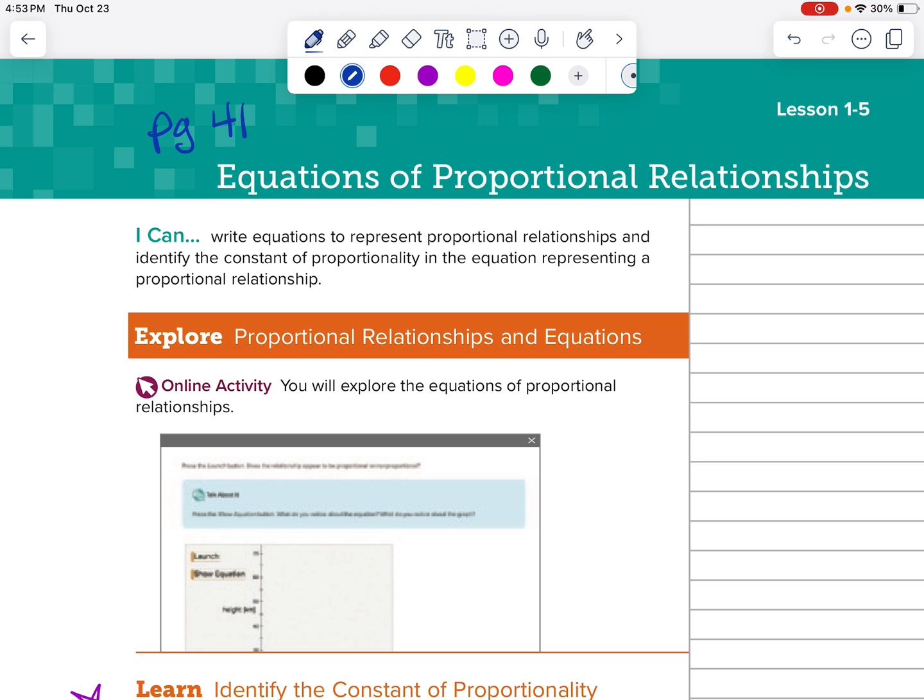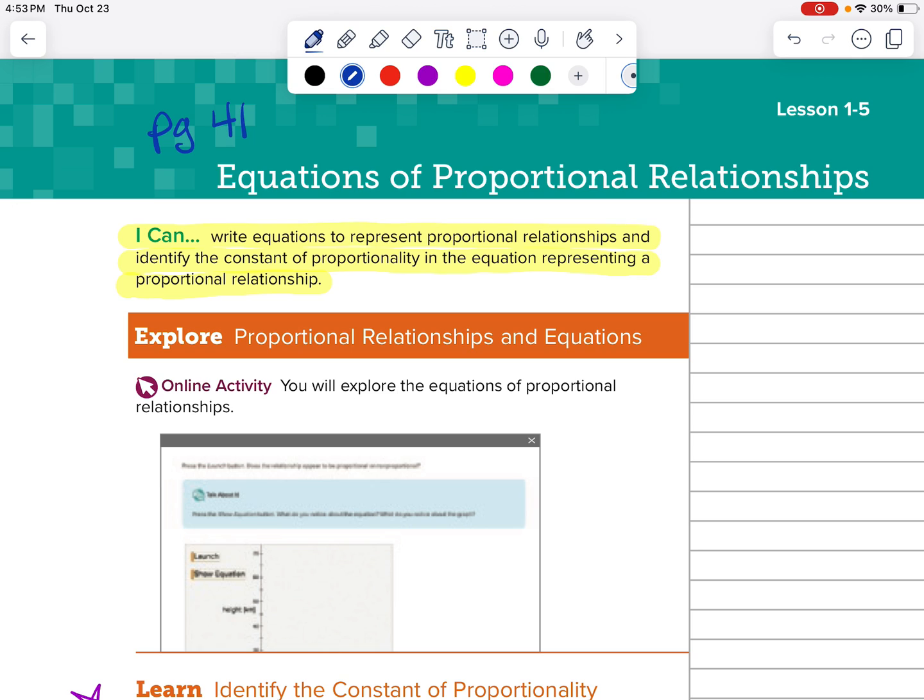Okay, now that we're ready, we're going to start by reading the I can statement. So read along with me. I can write equations to represent proportional relationships and identify the constant of proportionality in the equation representing a proportional relationship.